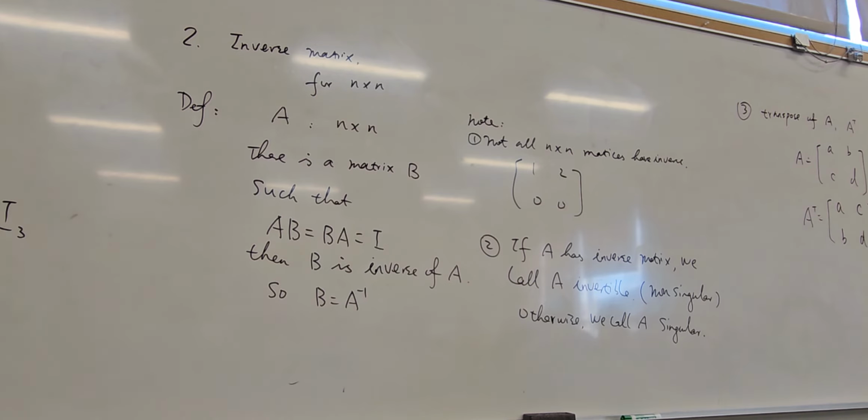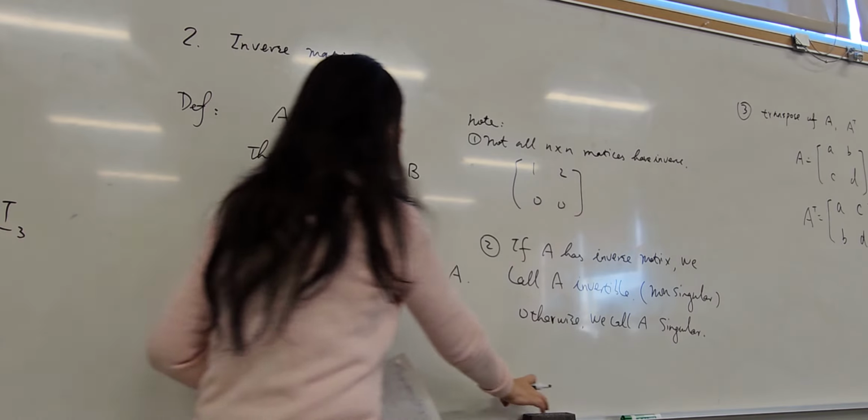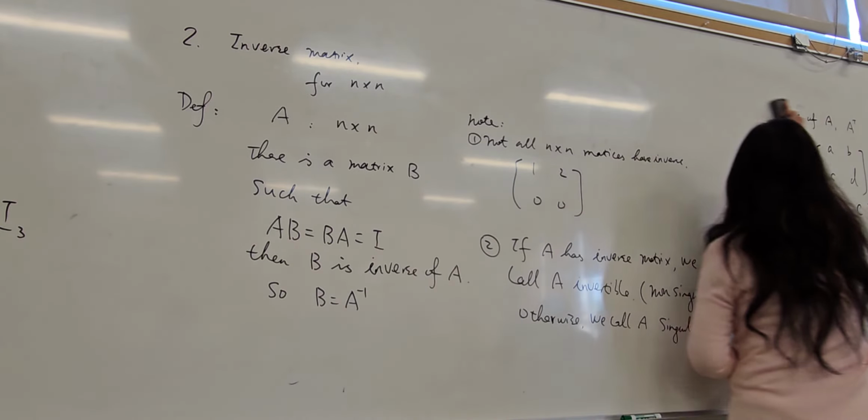Any question here? Okay. So we learned the identity matrix, we learned the inverse, now we learn how to find the inverse matrix. So this becomes an algebra part again. This is a fun part.